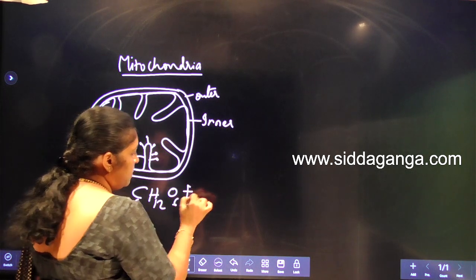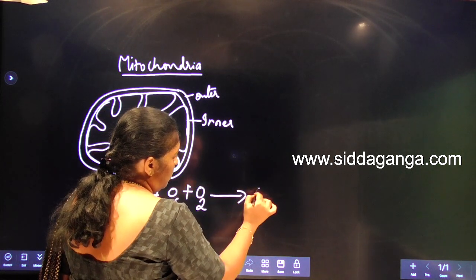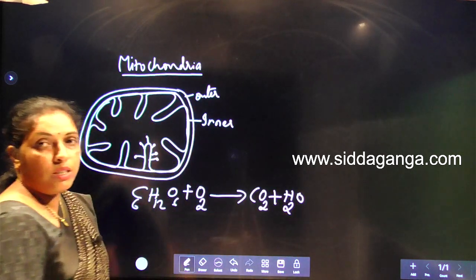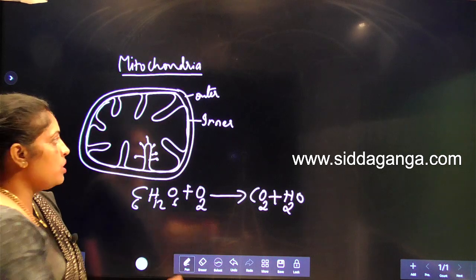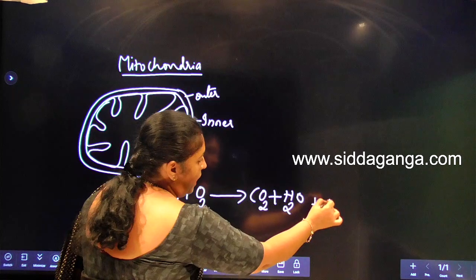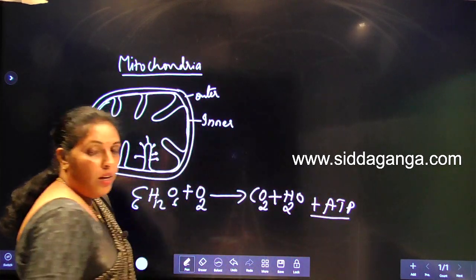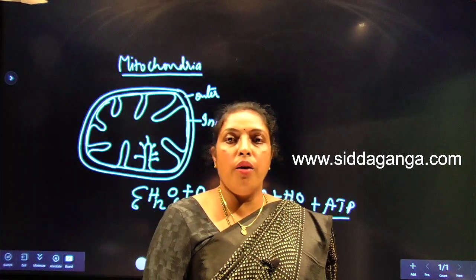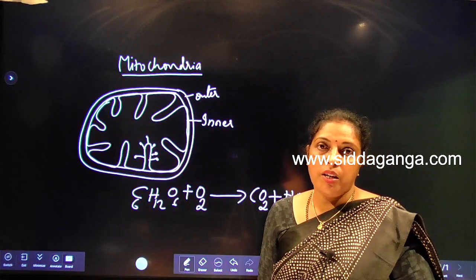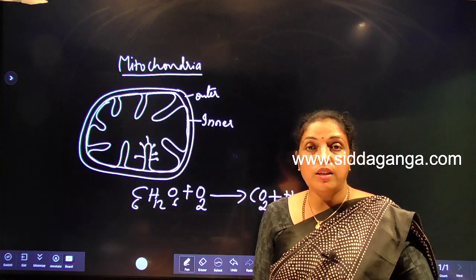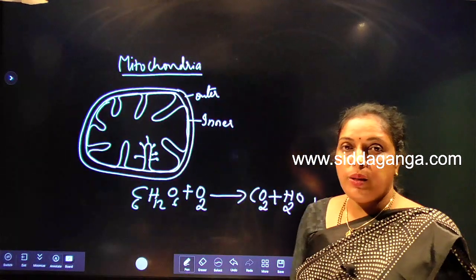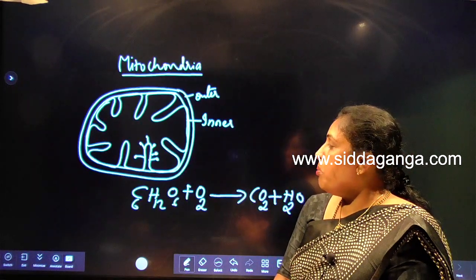C6H12O6 in presence of oxygen gives rise to CO2 plus H2O. See, just opposite to photosynthesis. Understood? Just opposite to photosynthesis, with the liberation of ATP. So that's why mitochondria is called the powerhouse of the cell, because we see the liberation of ATP, adenosine triphosphate, which we use to do our daily activities. Understood? So this is about mitochondria.